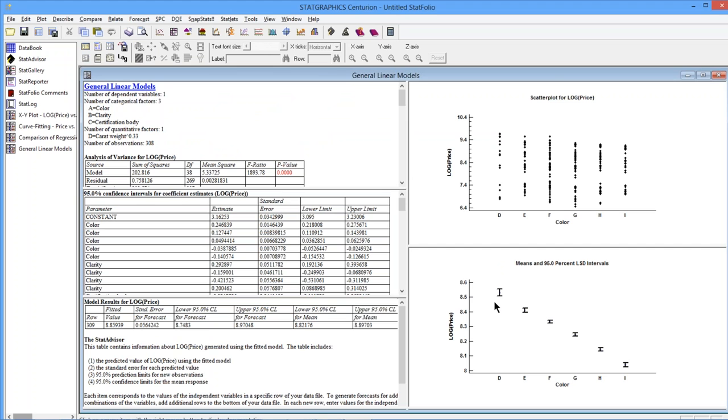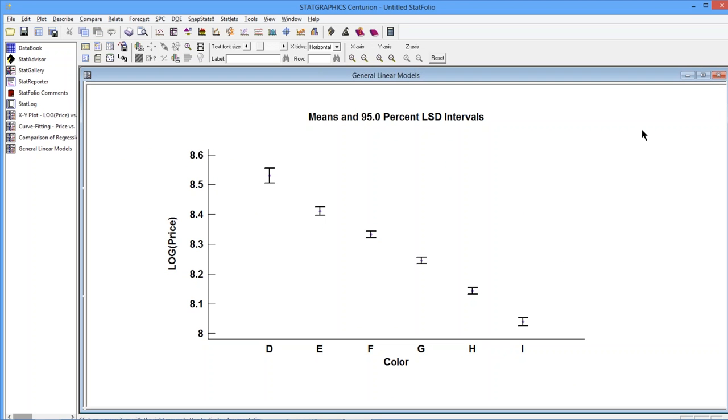Now, there's one other thing that I also need to show you. One of the big advantages of using the indicator codings that I defined for you is that we can then show you a plot of what are called the least squares means. The least squares means are the means, in this case for each color diamond, evaluated at the average of all the other factors. What you're seeing here is a plot of the mean log price, plus an LSD interval, for diamonds of each color. Diamonds of an average weight, an average clarity, and averaged over the three certification bodies.